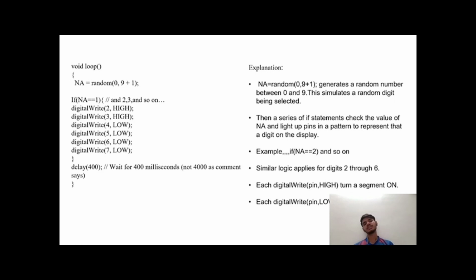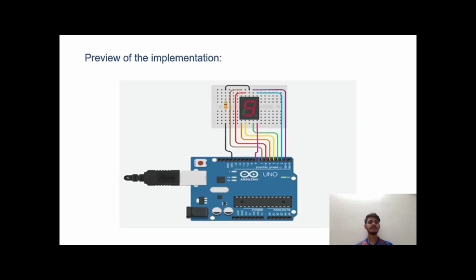Now, each digital write means it will turn the LED high or low so that we can see a particular digit. Here is an example of how an Arduino is going to work with a single 7 segment display, and we've used a resistor to avoid breaking the circuit. And as you can see, a random number 9 is generated. I have taken a screenshot of it.